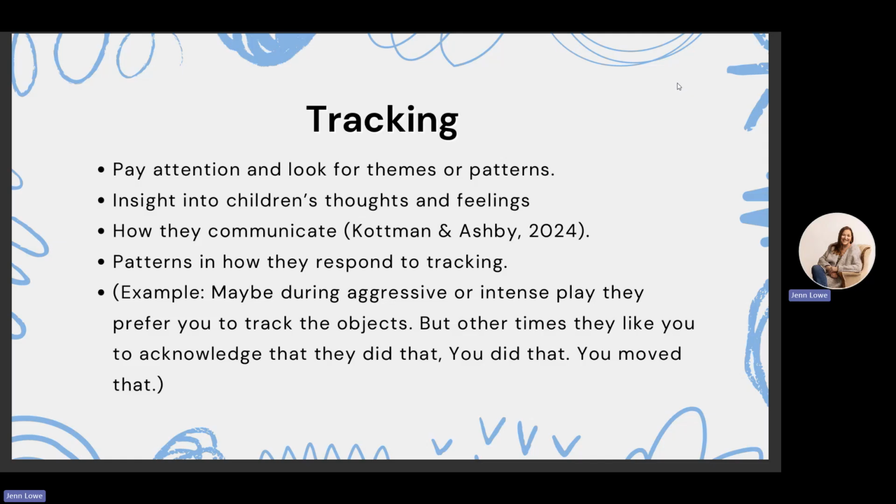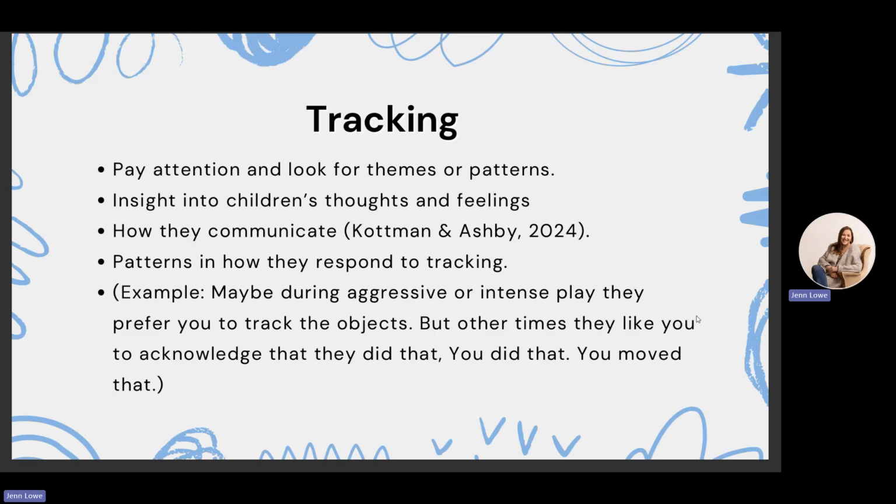So if four sessions in a row, they don't like it when you track what the toys are doing and they say, "Oh, that truck didn't drive there, I drove over there," or "That doll didn't make the lemonade, I made the lemonade," then look for those patterns. That way you can adapt.